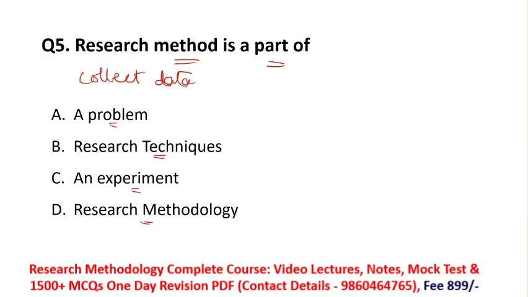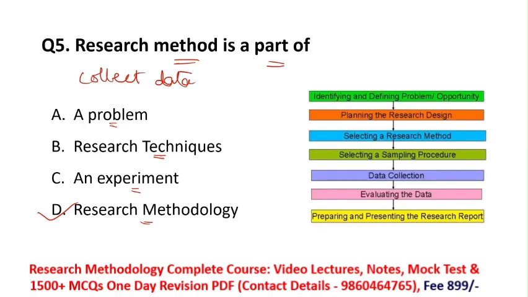So what are they asking? Research method is a part of what? Remember, research method is a part of research methodology, because in research methodology you perform different steps. In the first step you define your problem, then you plan how you are going to do your research, a planning blueprint, which is known as a blueprint. Then you select your research method, experimental, qualitative or quantitative, by which you are going to perform your research. So research method is a part of research methodology. This whole set of steps is part of research methodology only.